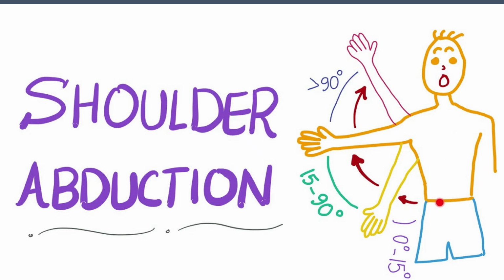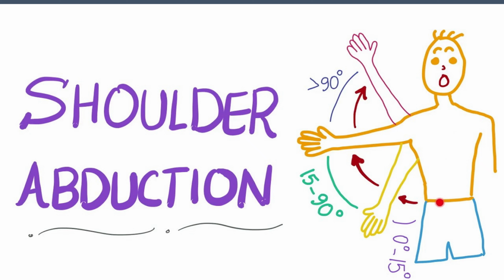The total range of abduction of the shoulder joint is 180 degrees. Out of this, the first 90 degrees occurs at the glenohumeral joint. The 90 to 120 degree abduction occurs because the humerus rotates laterally, and the 120 to 180 degrees occurs because the scapula rotates forward on the chest wall.